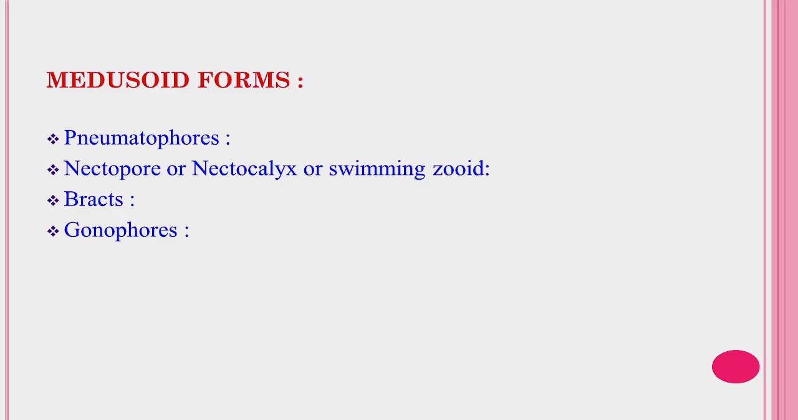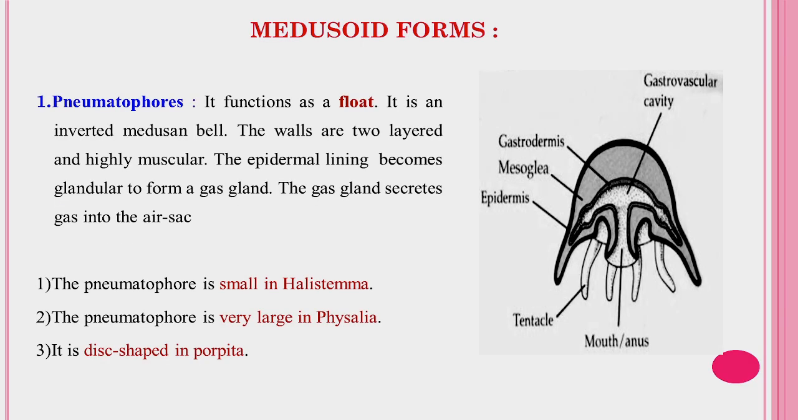Let us see the second type of zooid forms. They are medusoid forms. Here the medusa is modified into pneumatophores, nectophores, bracts and gonophores. First one is pneumatophores. As the name itself denotes, pneuma means air. So the main function of pneumatophores is floating.